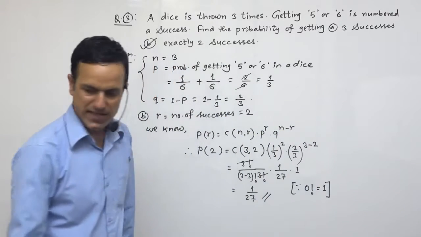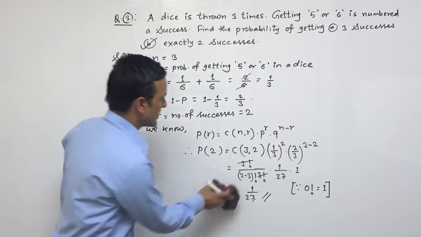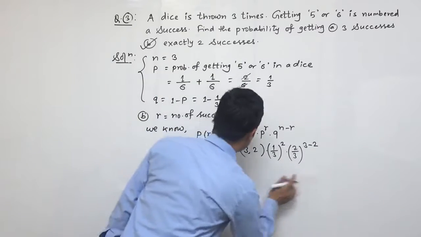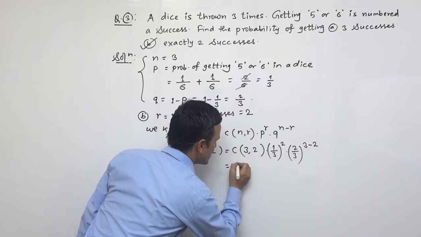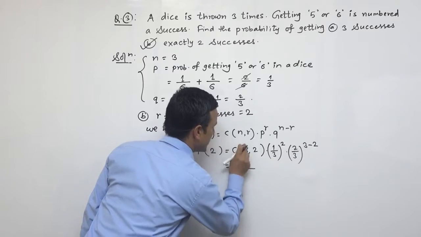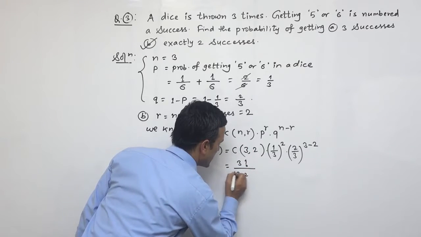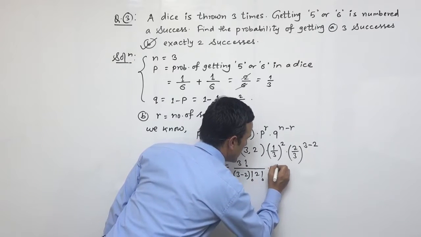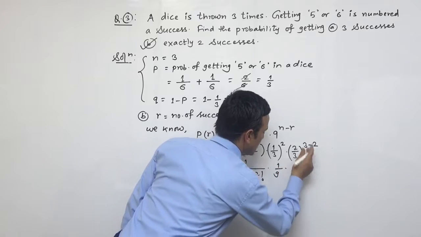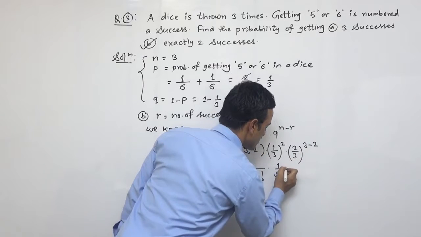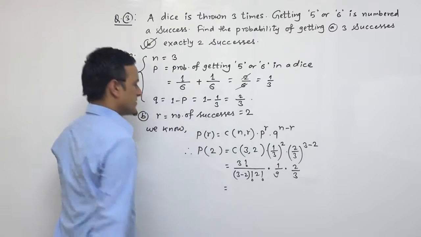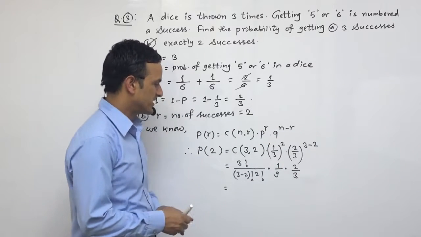Okay, this is the formula, and now we can use the formula, or we can find the value from there. Now C(3, 2) means what? 3 factorial divided by (3 minus 2) factorial, 2 factorial, 1 upon 9. 3 minus 2 means 1. So the number is the same, 2 upon 3. So this is the value obtained from this question.